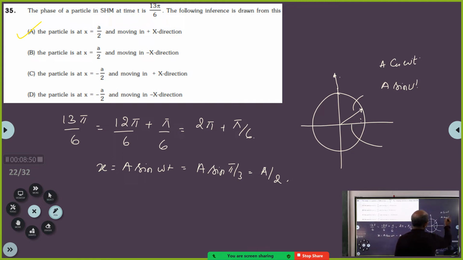So cos of omega t will be what here? Cos of omega t will be 90 minus this. So you have to take this position. That's it. So then this angle is what you have to consider.